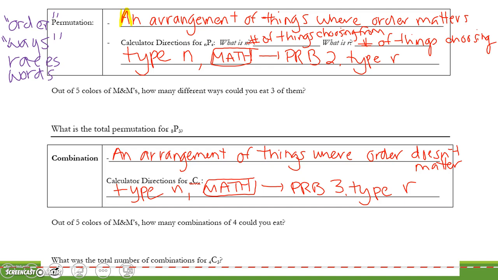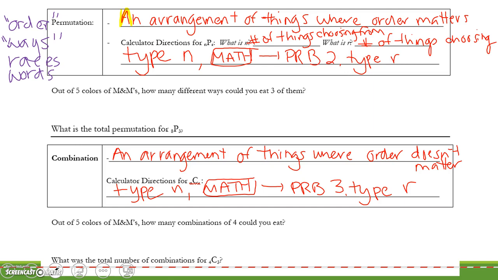So the calculator directions are, if you see this nPr right here, that's the notation. n is the number of things you're choosing from, and r is the number of things you're choosing. You can use your calculator for this. It's pretty easy. You type the n, then hit the math button, arrow over to where it says PRB in the heading, type 2, and then type the r.